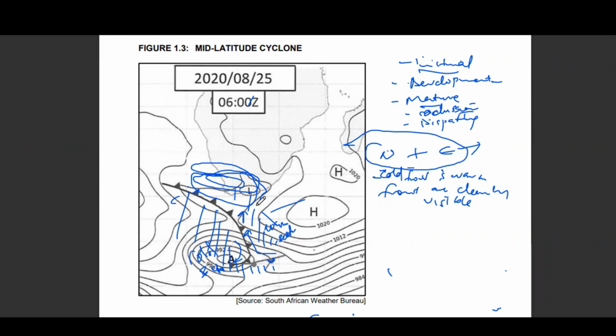When you look at that, you're going to see that along the cold front here, you expect heavy rainfall. That is one of the severe weather conditions. You expect thunders. That's another severe weather condition. You expect lightning. That is another severe weather condition. And so on and so forth.